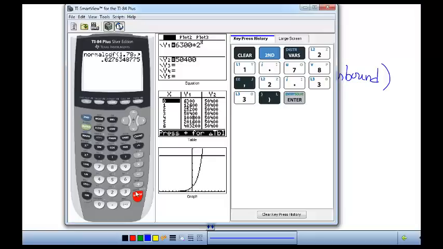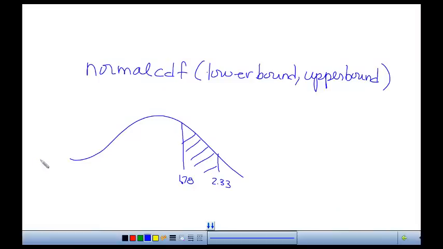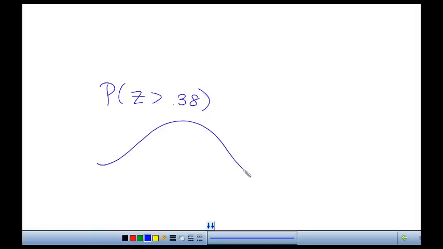What makes it a little difficult, and it's not that difficult, is when our upper or lower bound is plus or minus infinity. So, for instance, let's say I wanted to look at the probability of z being greater than 0.38. When I draw that picture, my lower bound is 0.38, my upper bound is infinity, because this curve keeps going on and on and on forever. So the upper bound is infinity.